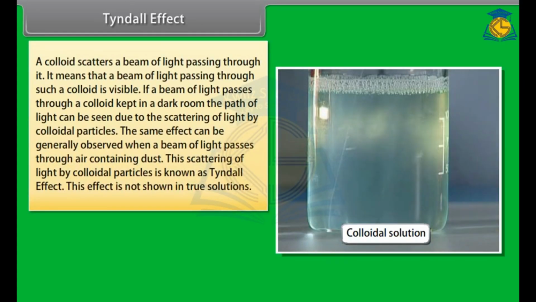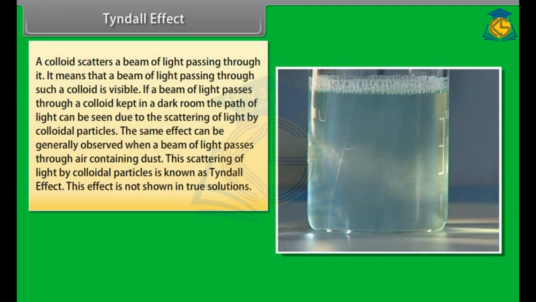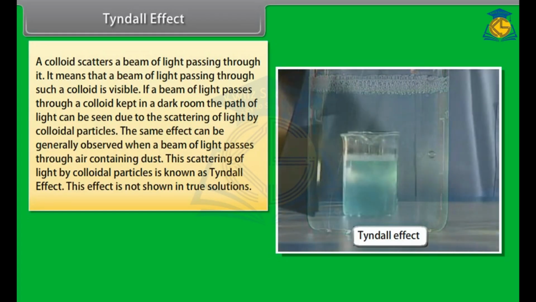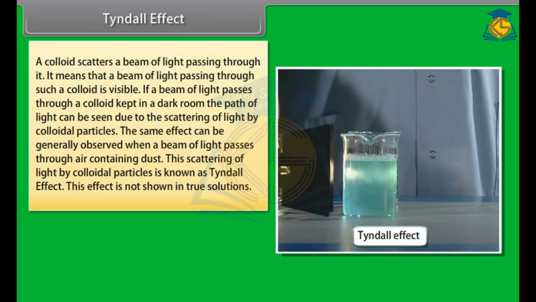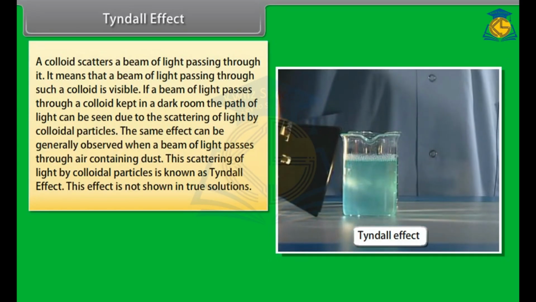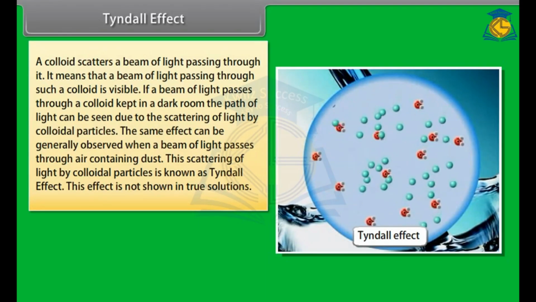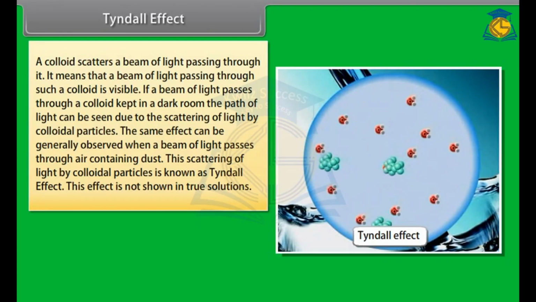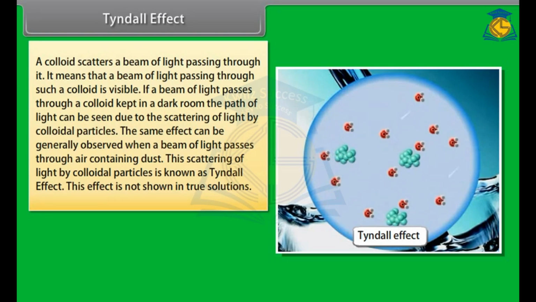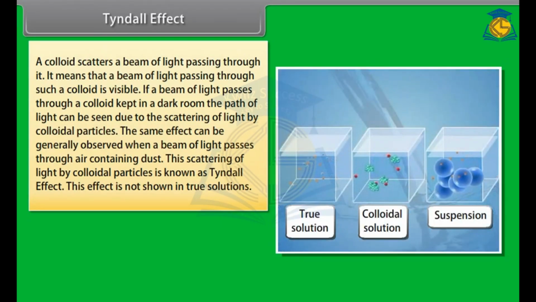Tyndall effect. A colloid scatters a beam of light passing through it. It means that a beam of light passing through such a colloid is visible. If a beam of light passes through a colloid kept in a dark room, the path of light can be seen due to the scattering of light by colloidal particles. The same effect can generally be observed when a beam of light passes through air containing dust. This scattering of light by colloidal particles is known as the Tyndall effect. This effect is not shown by true solutions.